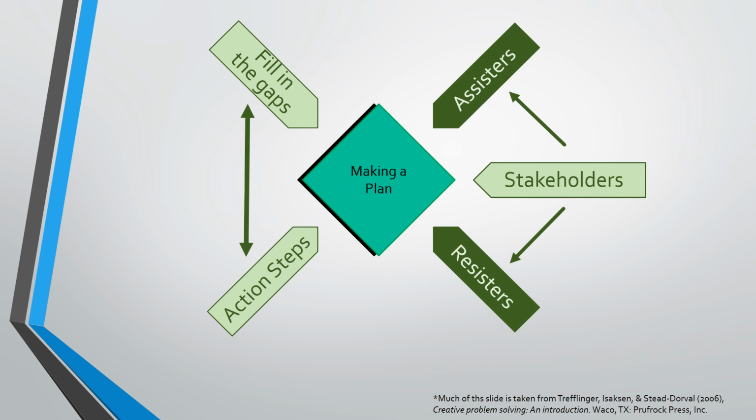Resistors are stakeholders who are likely to oppose the project for some reason and who may create obstacles that could jeopardize the success of your plan. This is one of the places where divergent thinking goes to work in identifying the solution. You need to think creatively and carefully about who the stakeholders are and which ones might be assisters and which ones resistors. So don't overthink either your listing of stakeholder groups or your anticipation of assistance or resistance from them.